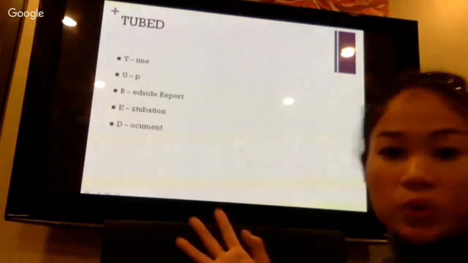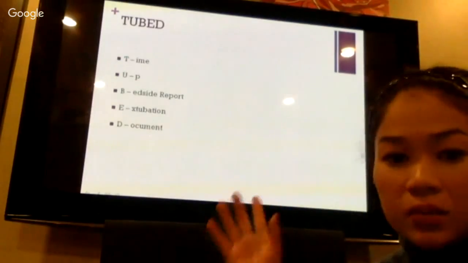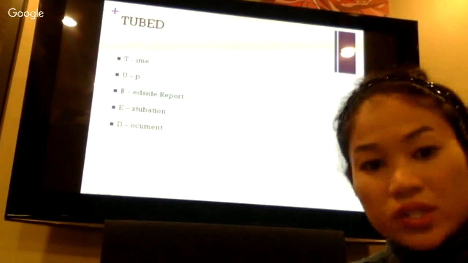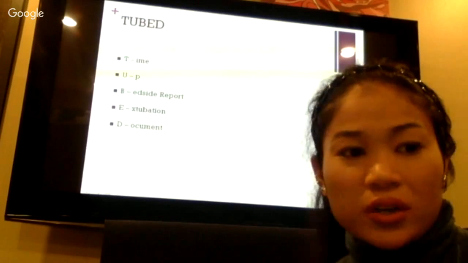So let me start with introducing TUBED and all its components. T stands for time, U stands for up, B stands for bedside report, E is for extubation, and D is for document. So T is for time. This is the area where nursing staff, healthcare providers, and other healthcare personnel would figure out when the patient was intubated and why they were intubated during this time. So this is where we look at the patient's situation at the time that they were intubated, like vital signs, lab results, and any other issues that were going on at that time.